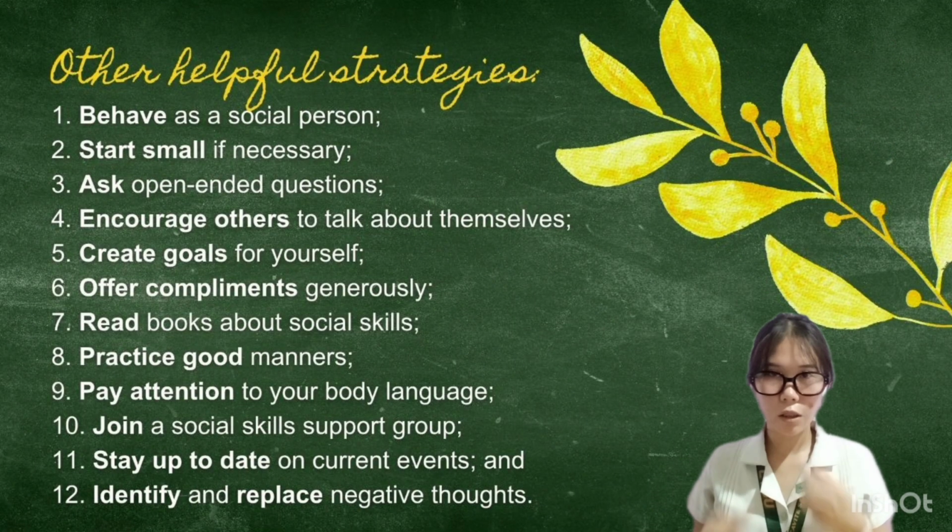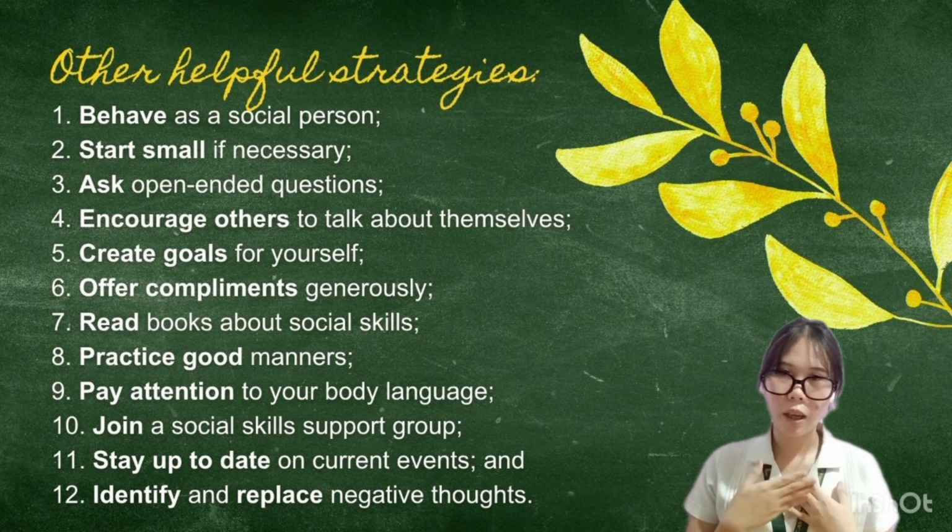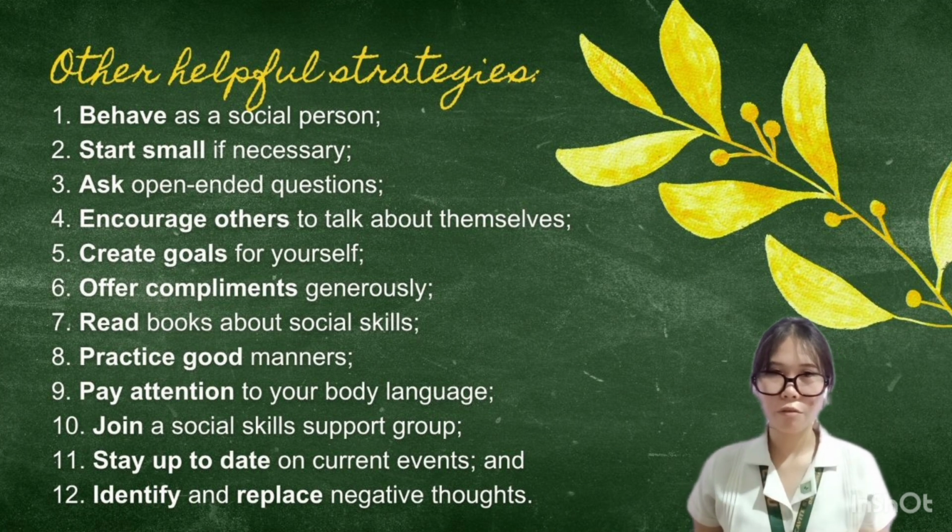So, other helpful strategies. First one is behave as a social person by actively participating in social interactions. Number two is start small if necessary. Begin with comfortable, low-stakes social interactions. Number three is ask open-ended questions. Encourage others to share more about themselves. Number four is encourage others to talk about themselves. We really have to show genuine interest in what people are saying. Fifth is create goals for yourself. Set specific, achievable targets for social improvements.